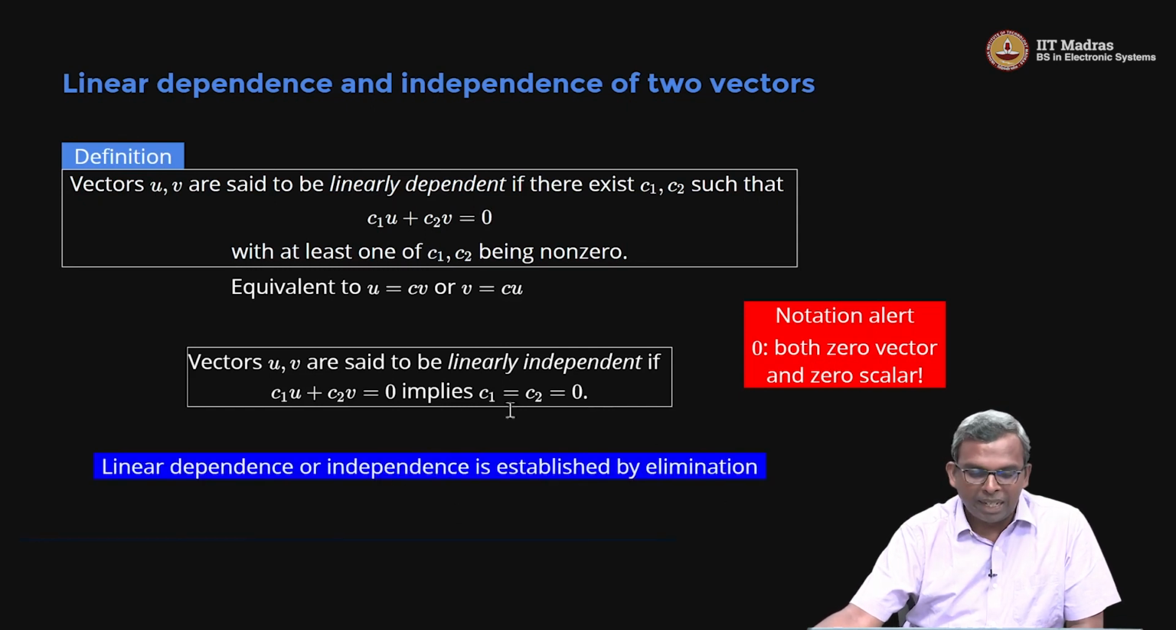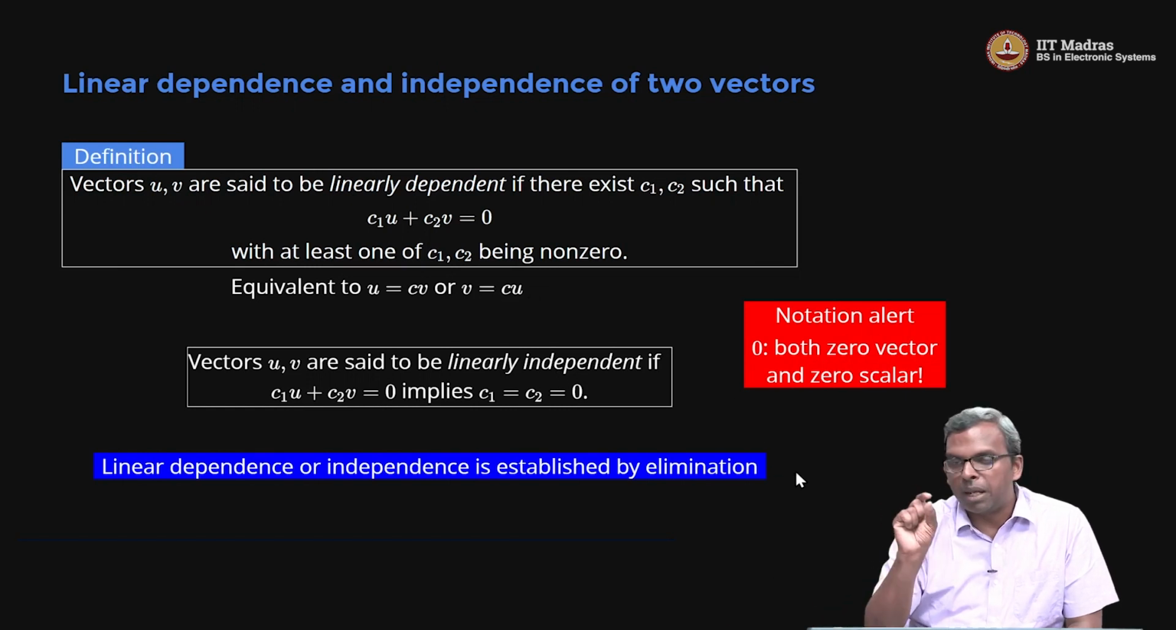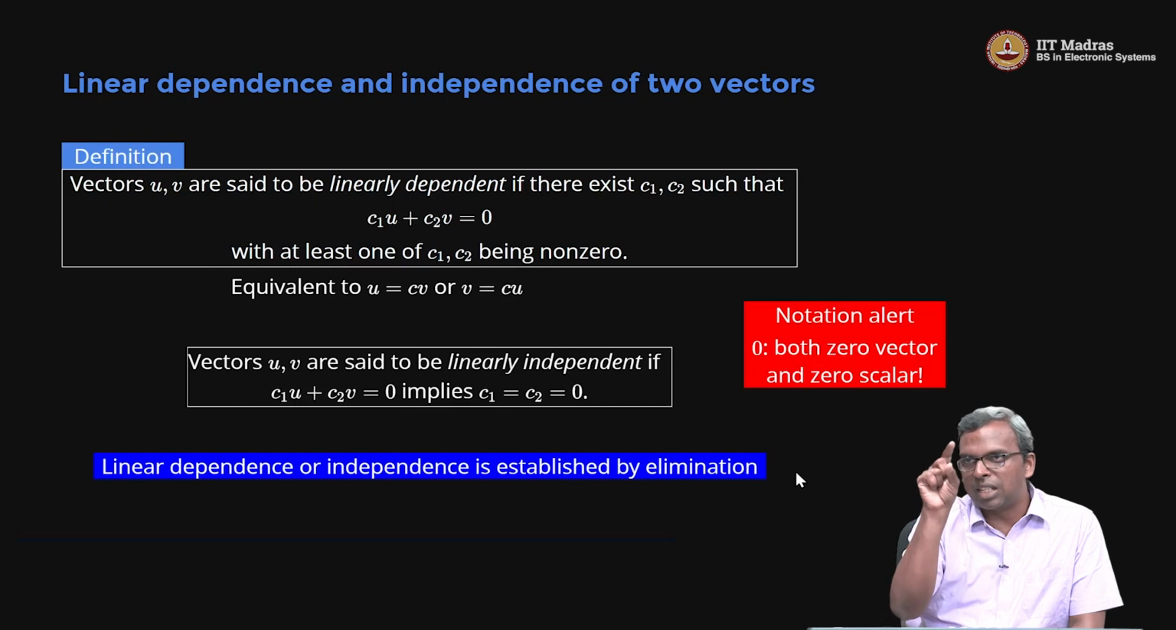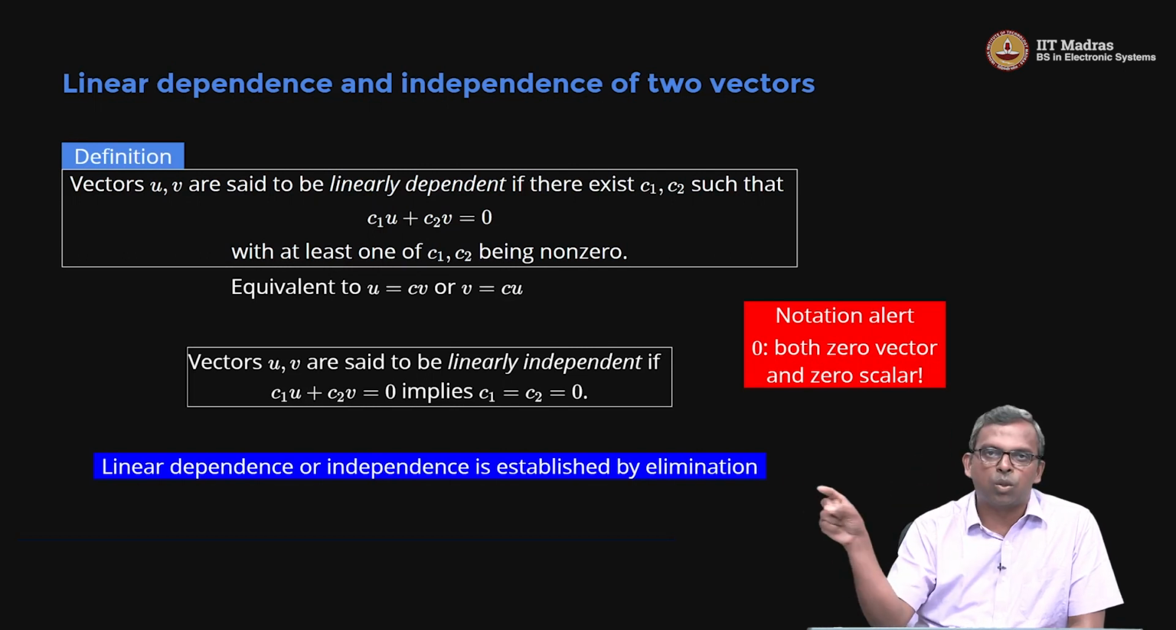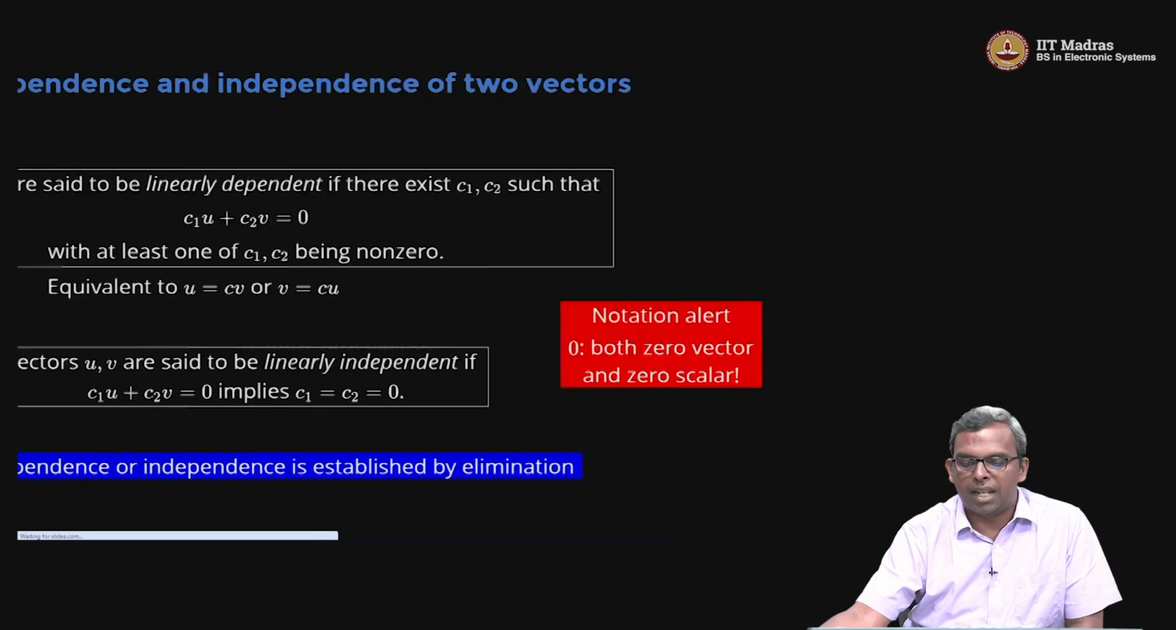So linear dependence or independence of two vectors clearly can be very easily established by eliminating, making one non-zero and their corresponding thing 0. Check if that is possible. If that is possible and the 0 guy is non-zero actually elsewhere, then they are linearly independent. If this is fully 0, then they are linearly dependent. That's the idea here, okay.